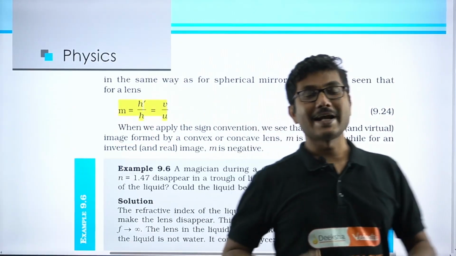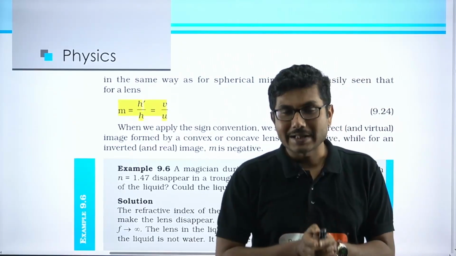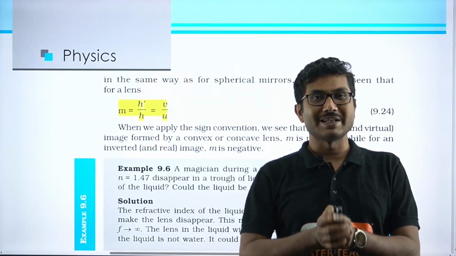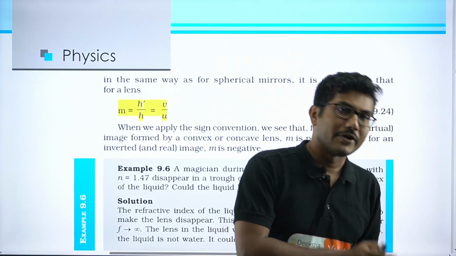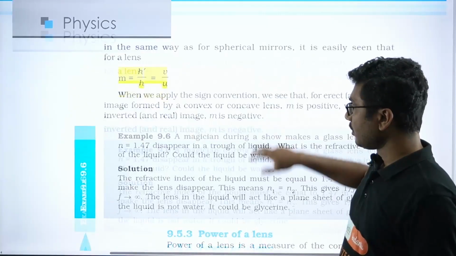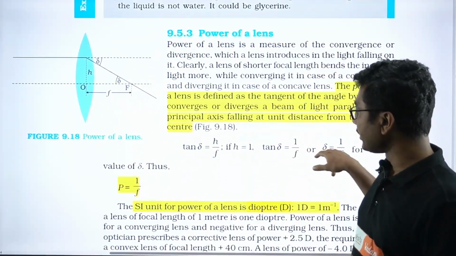So remember that whenever m is negative, the image is real, whereas whenever m is positive, the image is erect. Erect image means it is a virtual image. So always remember that. That is one important trick for competitive examinations.